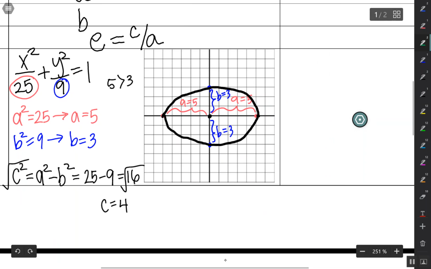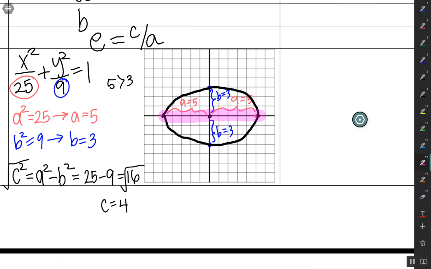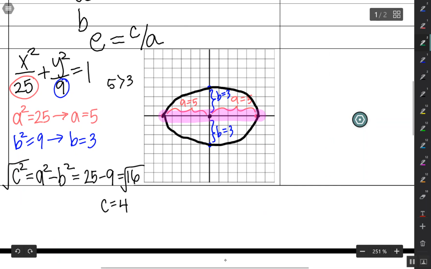So we're going to count along the major axis here. By the way, if you can't tell, the major axis is the long one. This is the major axis. And so my foci are going to be on that. And I'm going to count 1, 2, 3, 4. 1, 2, 3, 4. There are your foci. We'll call them F1 and F2.